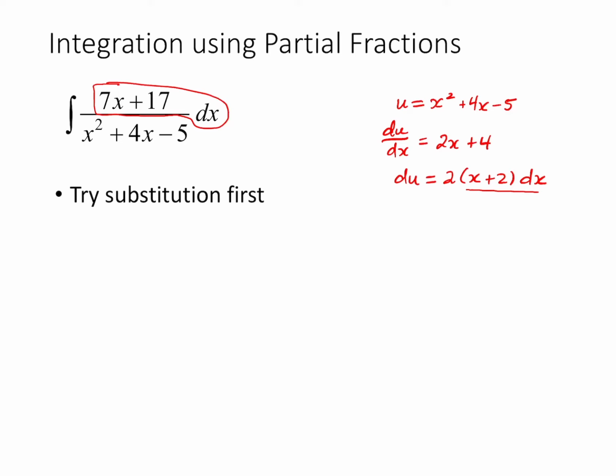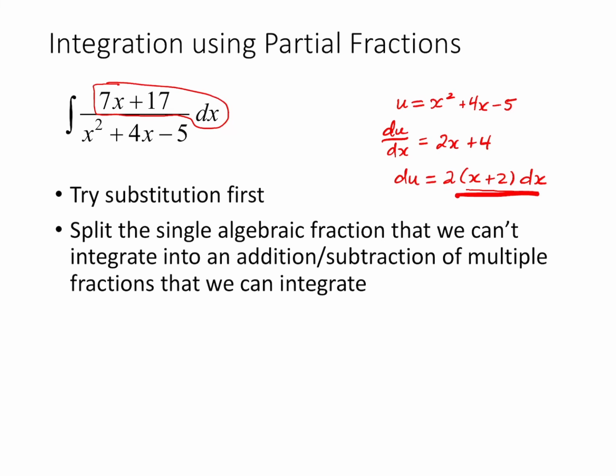There's no way that we'll be able to replace this 7x plus 17 dx with this x plus 2 dx, because there's nothing that we can factor out of 7 and 17, and nothing that we could factor out of the x plus 2 or multiply it by to make it into 7x plus 17. It's just not in the same ratio, those two terms. So substitution wouldn't help us here. We would still be left with the problem of a 7x plus 17 in the numerator and this x plus 2 in the denominator. So in this situation where the substitution won't help us, we need to turn to partial fractions.